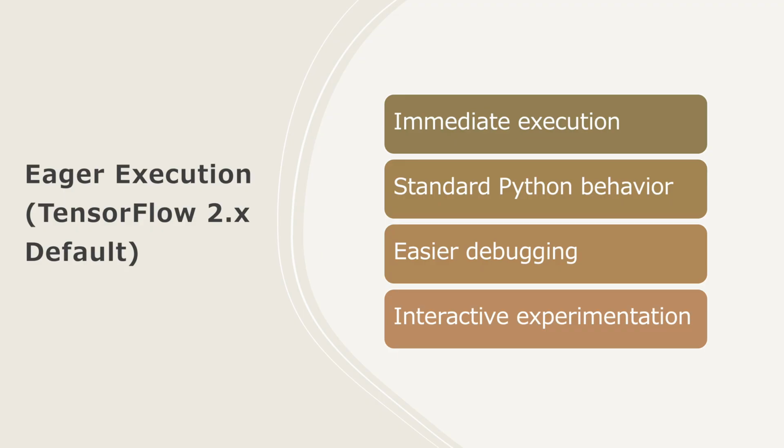It also supports experimentation because you can try small pieces of code, see the output instantly, and adjust your logic as you go. So, compared with the static graph style of TensorFlow 1.x, eager execution improves usability, simplifies debugging, and makes development much more intuitive.